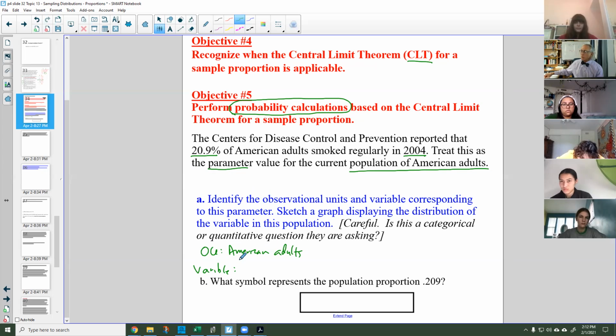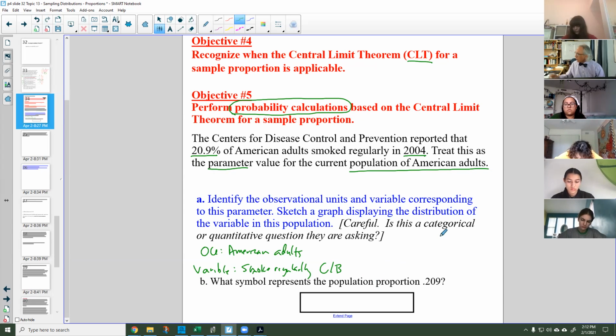So what is the variable here? And is it categorical or quantitative? Mila? The variable is whether they smoke regularly, and that's categorical. Yep. So the variable is smoke regularly. And that is categorical, and I would also say that that is binary, wouldn't you? You either do smoke regularly or you don't smoke regularly. Everybody okay with that? Okay, great.